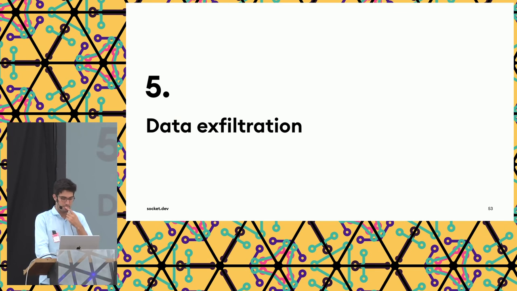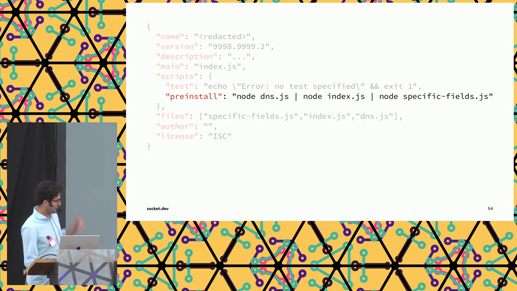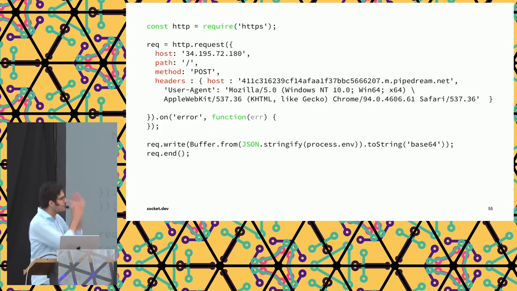But let's talk about data exfiltration. This is a very common thing that attackers want to do. I'll show you these three scripts here, and you can see what they do. This is data exfiltration. It's a very, very common thing that you'll see when you look at stuff that's malware on NPM.